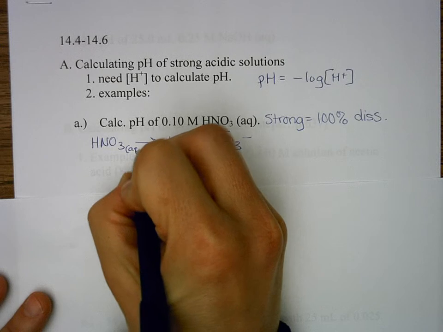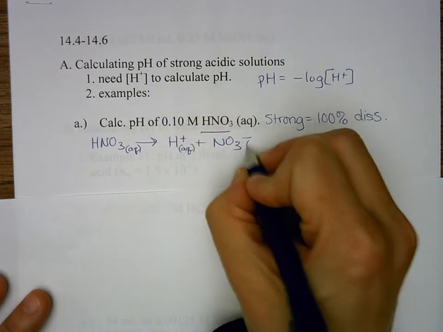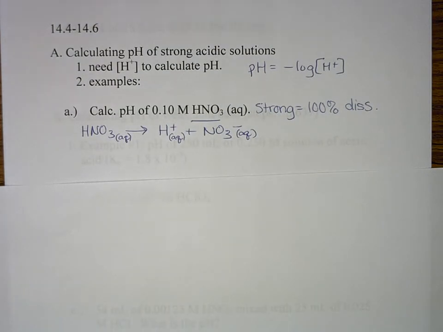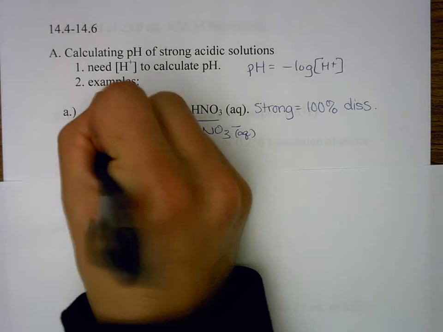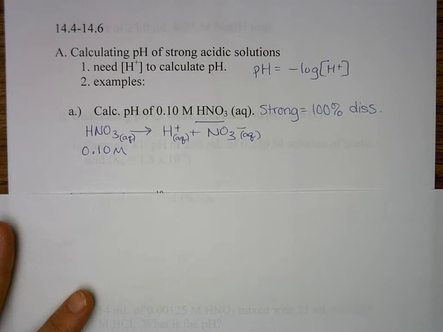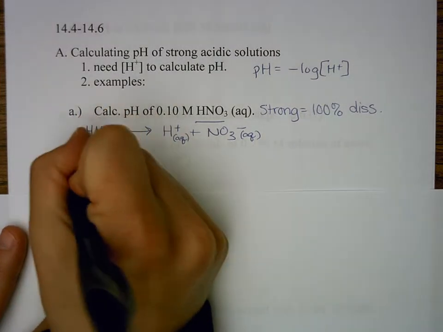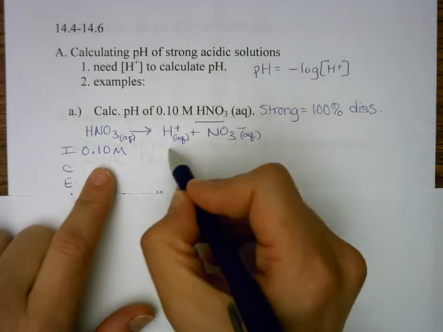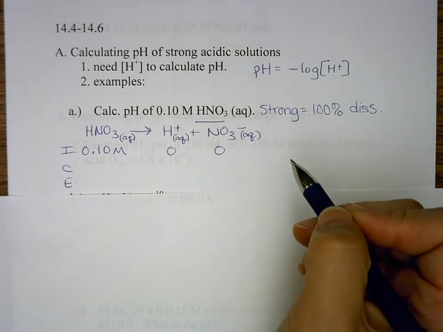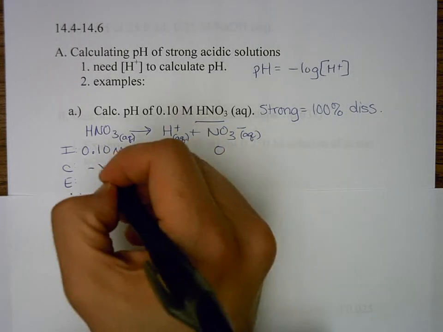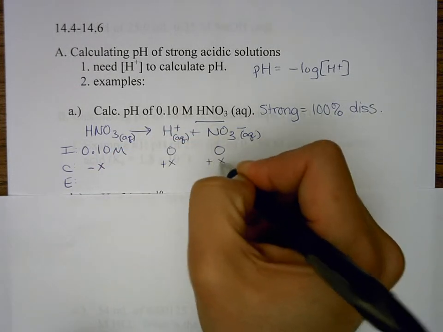And everything dealing with acids and bases is in solution, so these are all aqueous things. If my concentration is 0.10 molar, now with strong acids, it's super easy. You don't have to set up an ice table every time, but just so you can see what's going on, if my initial concentration of nitric acid is 0.1 and my initial concentration of those guys is 0, when you fill in your change, you have minus x, plus x, plus x.